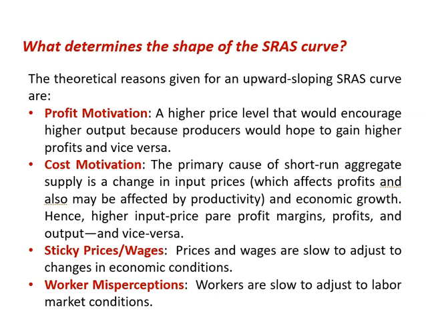2. Cost motivation. The primary cause of short-run aggregate supply is a change in input prices, which affects profits and may be affected by productivity and economic growth. Hence, higher input prices pare profit margins, profits, and output, and vice versa. 3. Sticky prices and wages. Prices and wages are slow to adjust to changes in economic conditions.